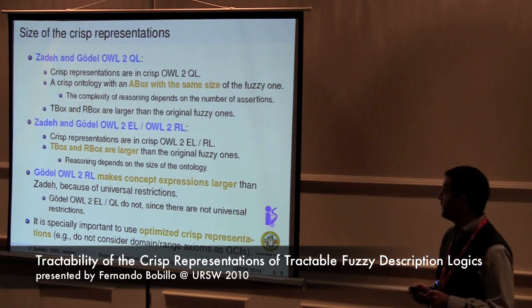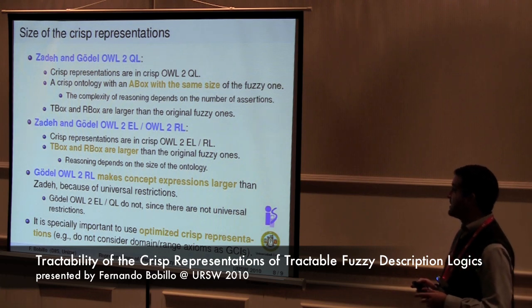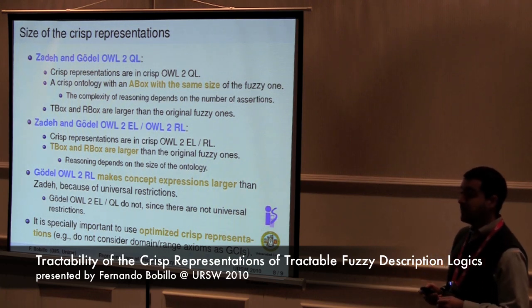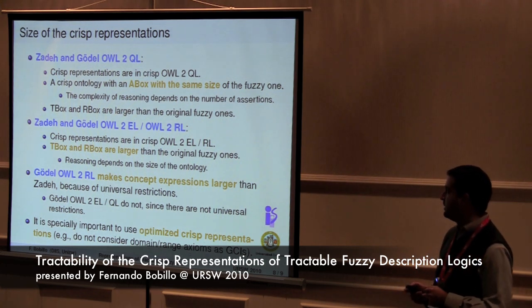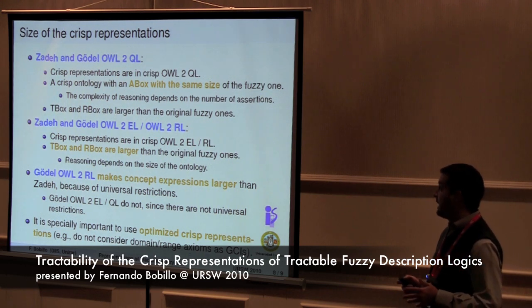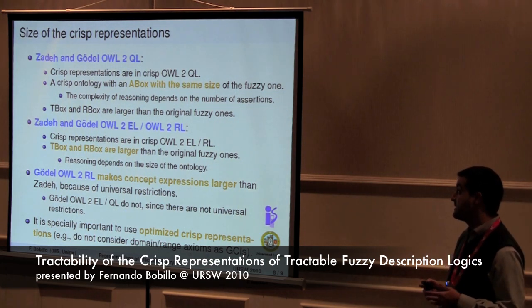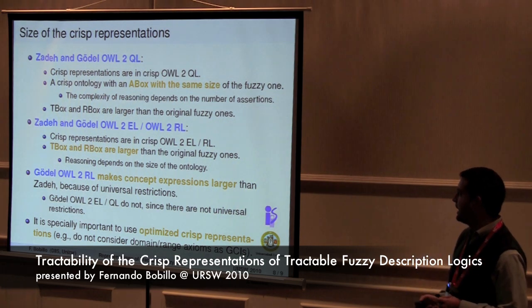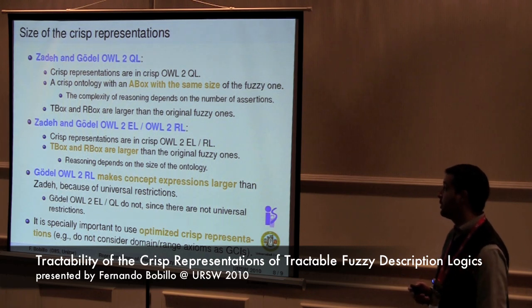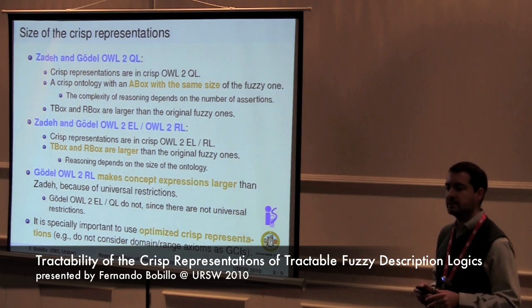Now a small comment about the size of the final crisp representations. In Zadeh and Gödel OWL 2 QL, the crisp representations are in crisp OWL 2 QL, which is a tractable language. A crisp ontology has an ABox with the same size as in the fuzzy case. And since the complexity of reasoning depends on the number of assertions, this is good news. But from a practical point of view, we have to be aware of the fact that the TBox and the RBox are larger than the original fuzzy ones because of these new axioms to maintain the semantics of the cuts.